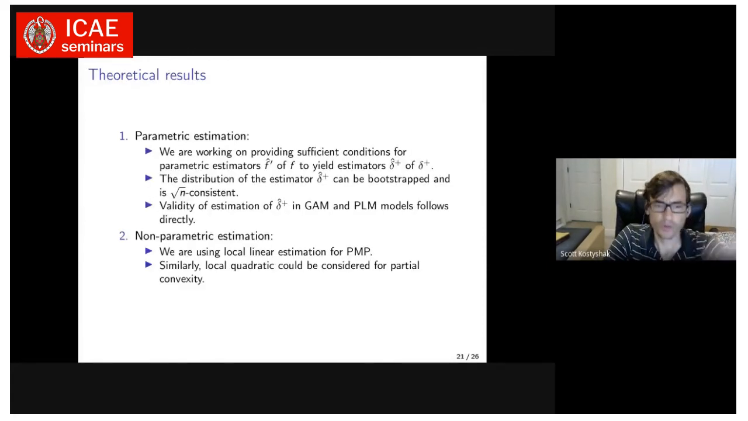We're still working on theoretical results, and I don't think I need to go into details at that point. We're basically going to prove that the bootstrap works in a wide range of parametric models, and also for a specific non-parametric model, for example, nonlinear local linear estimation.